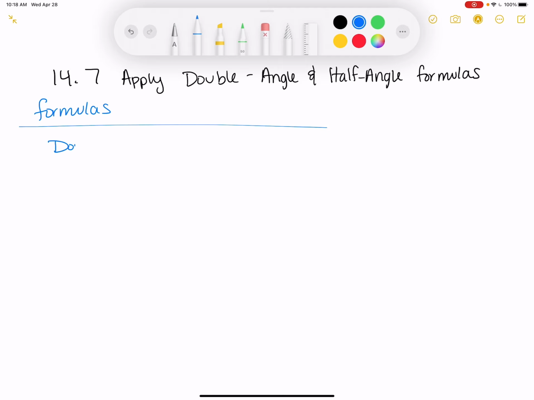All right, starting with double angle. Is this hard? Oh, this is the one you said was hard. Oh yeah, this is the hard one.